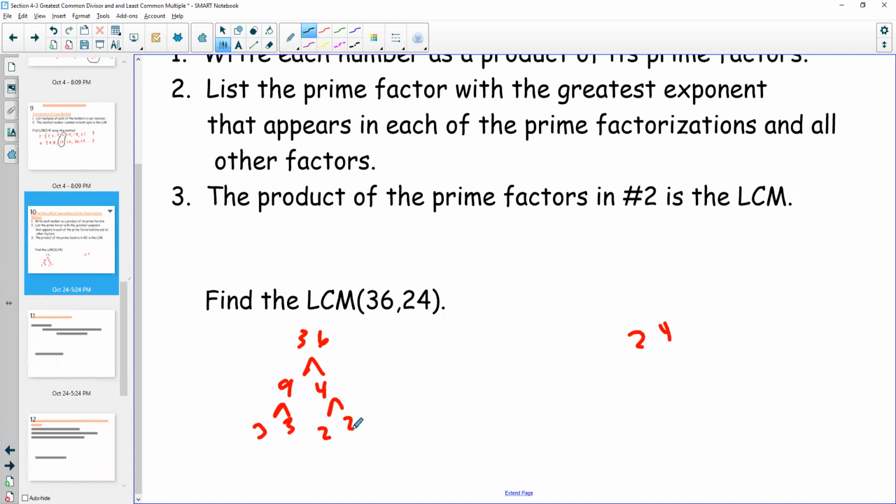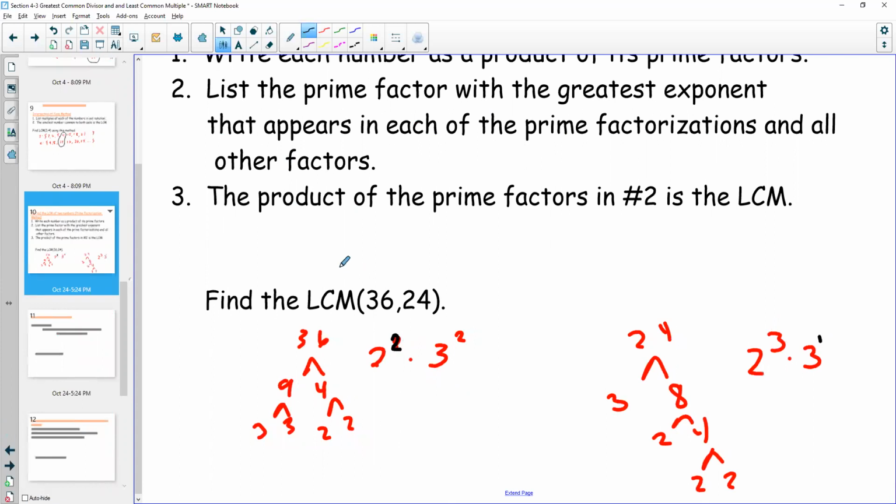So I've got 2 squared times 3 squared. Okay. For 24, I've got 3 and 8 and 2 and 4 and 2 and 2. So I've got 2 cubed and a 3. Okay. So what's different is what you take.